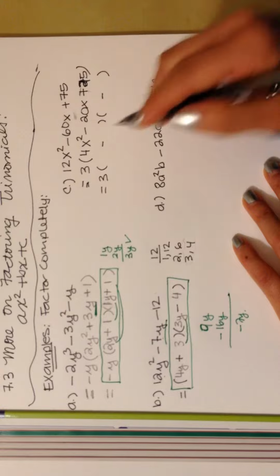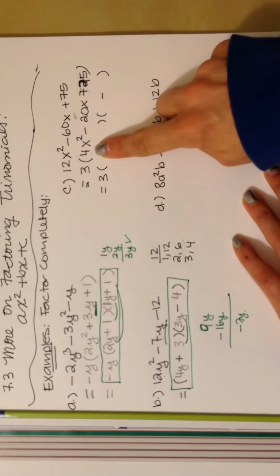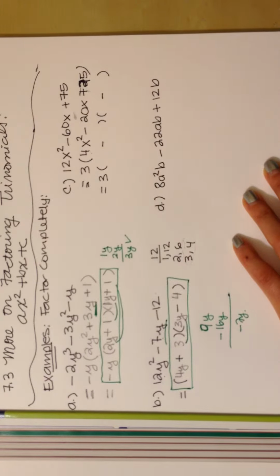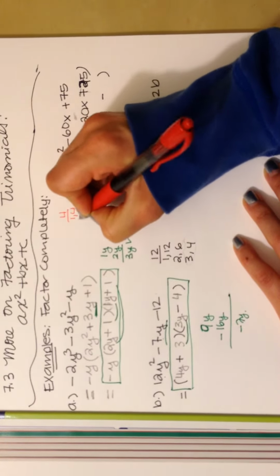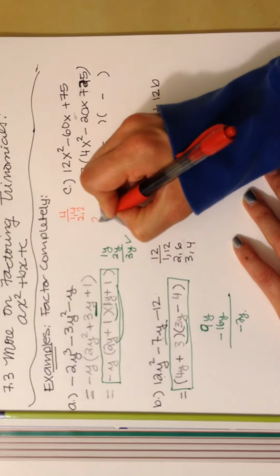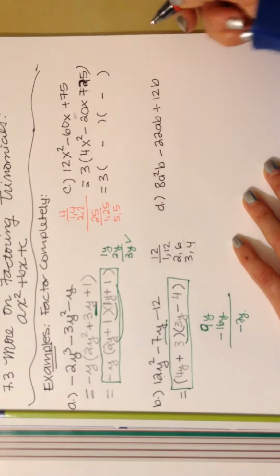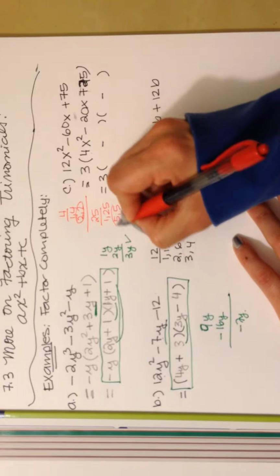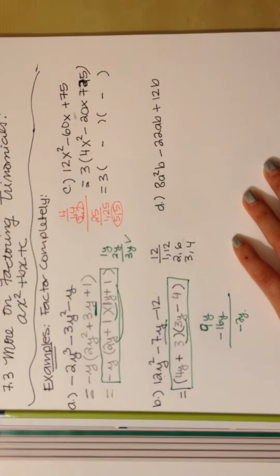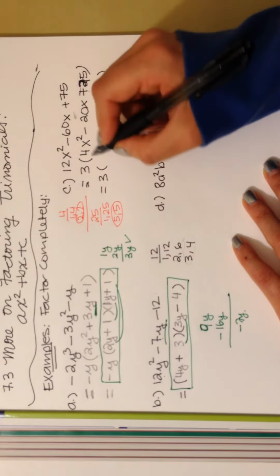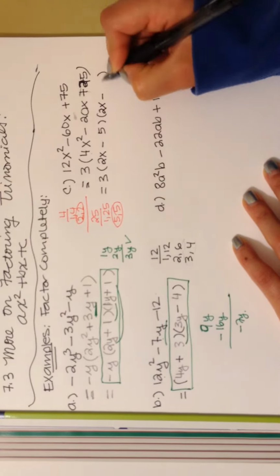We need to look at factors of 4 and factors of 25. So let's see, for 4 we have, let's write our options here. I'll use red. For 4 we have 1 and 4 or 2 and 2. And for 25 we have 1 and 25 or we have 5 and 5. Like I said, let's try the ones that are closer together first. And you cannot have a GCF in these parentheses, so just keep that in mind. All right, so I'm going to try 2 and 2. So let's see, 2x, 2x, and 5 and 5.